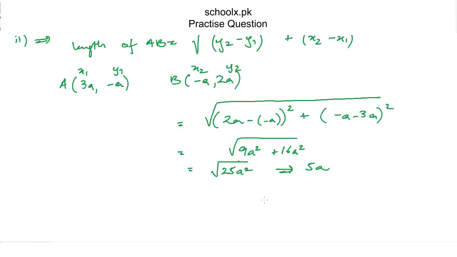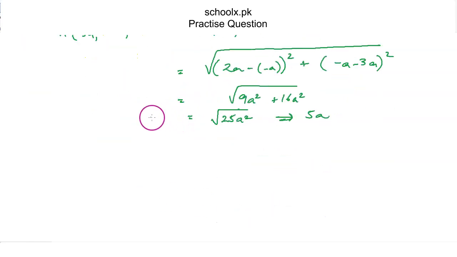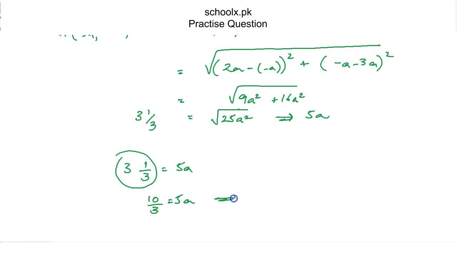Now we know that the length was 10 by 3 units. So 10 by 3 equals 5a. We get a equals 10 by 15. If we reduce this, this will give us a equals 2 by 3. Alright.